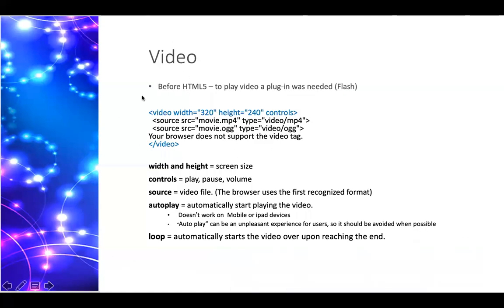Video, just like audio before HTML5, you needed a plugin, which was Flash. And here's some code right here. Once again, it's the video tag. You can define the width and the height. And controls would be just the same as it was for the audio. It's basically, you know, play, pause, those types of controls that you get with that. And then this would be your video file, movie MP4, and it works the same way.